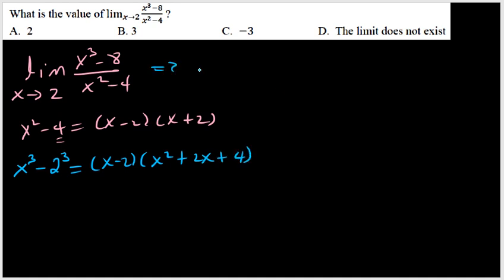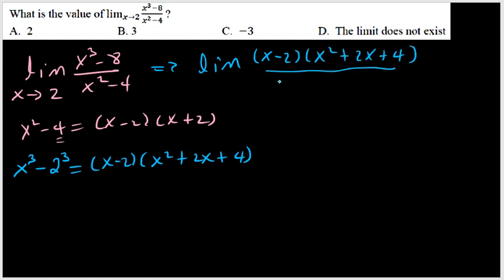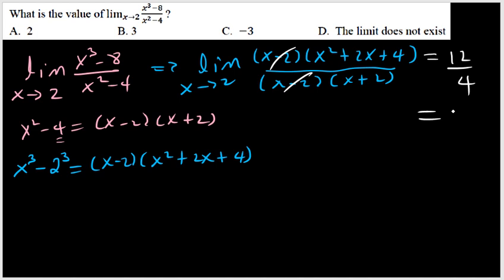Then this limit will be the limit of the upper part, x minus 2 times x squared plus 2x plus 4, and the lower part, x minus 2 times x plus 2, as x goes to 2. So what to do here? Let us cancel x minus 2. This was the problem. Then directly we can insert 2. When we insert 2 here, it will be 4, 4, 4. It's going to be 12, and the down part 2 plus 2 is 4, so the answer is going to be 3. That's B.